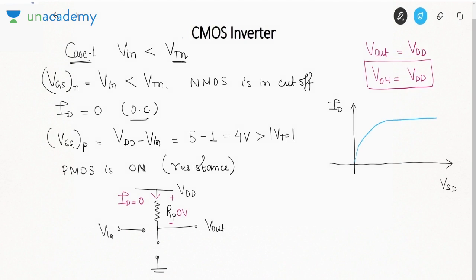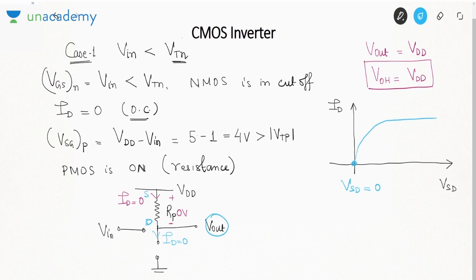Now the drain current is 0, right? In on state, the current can only be 0 at this point, at this point where VSD equal to 0. And that is what I am saying. The drop between source and drain is 0. That is why V out is VDD.